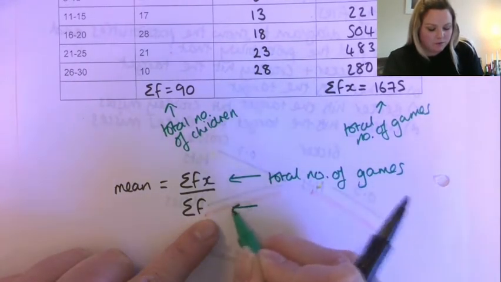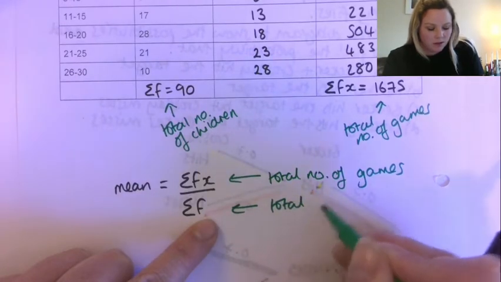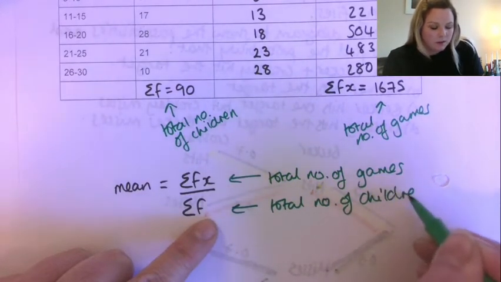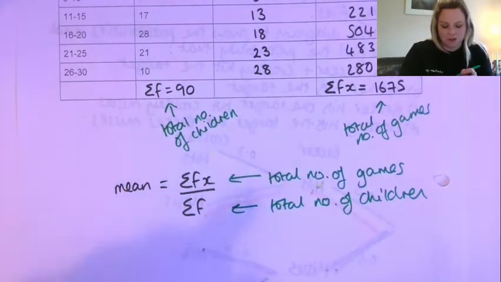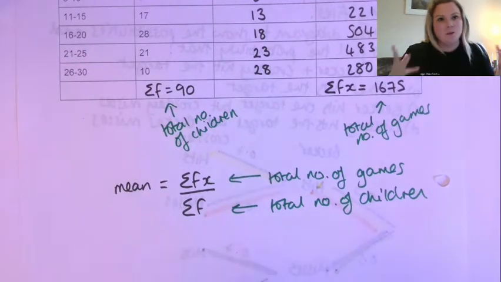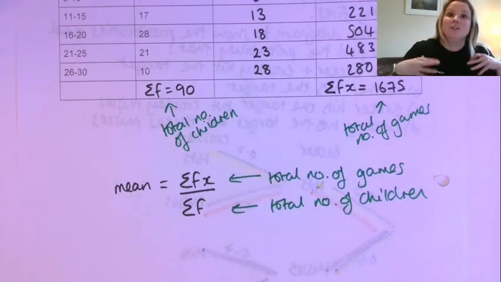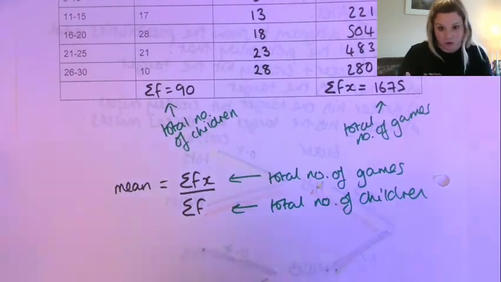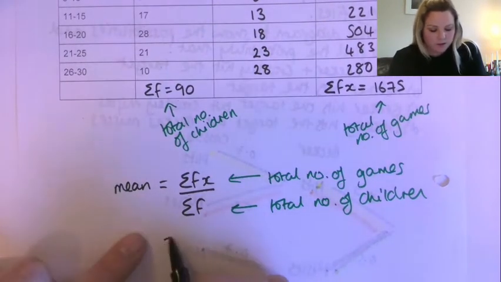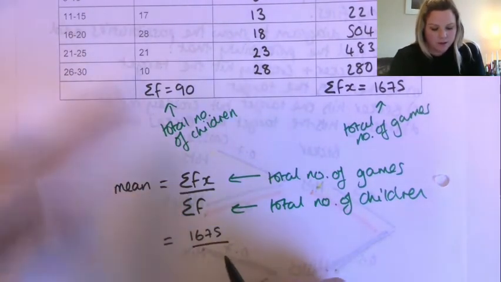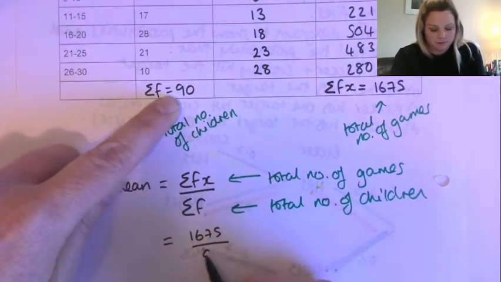Sigma f, total number of children. And the reason I'm going on and on about this is so that you see what's going on and you're not just blindly following instructions, because if you're doing that, you always forget stuff, whereas if you can actually understand it, then if you get stuck, you're more likely to be able to figure out what to do. Okay, so sigma fx is 1675, sigma f is 90.